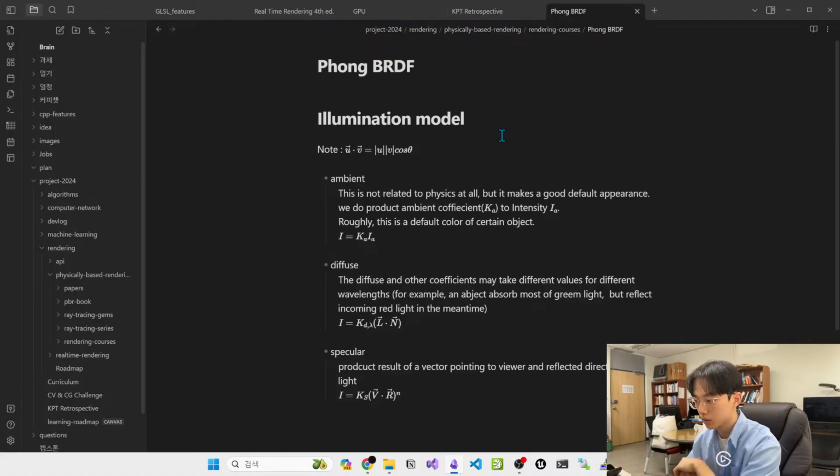So just for quick notes, when you do a dot product of two vectors, in this case u and v, it is equal to the magnitude of u multiplied by the magnitude of v, multiplied by the cosine theta. This theta means the angle between these two vectors. So if the magnitude of these two vectors is equal to 1, which is a normalized case, the dot product result is just equal to the cosine theta.